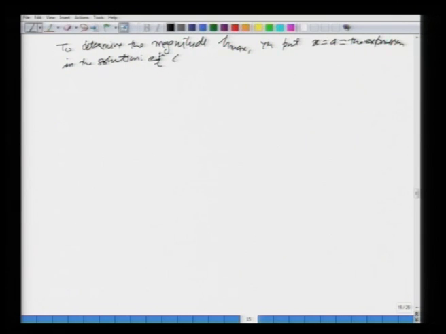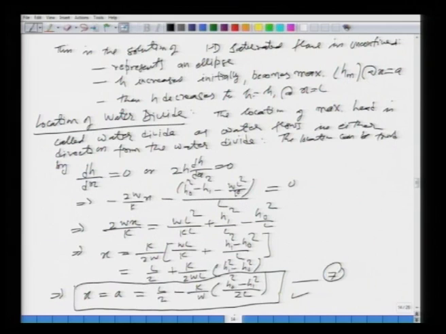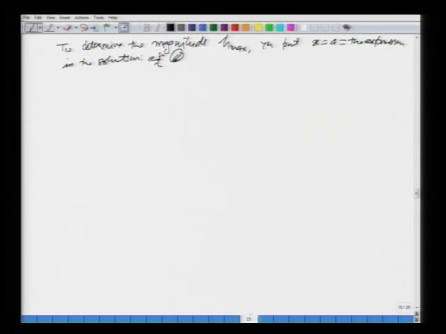The solution is what? I think it is equation 6. Let me go back and check. Equation number 6, all right. So, this is the solution. You put x equal to whatever we had found for a in this equation, and that will give you the value of H max. We will not do that, you can verify that on your own.